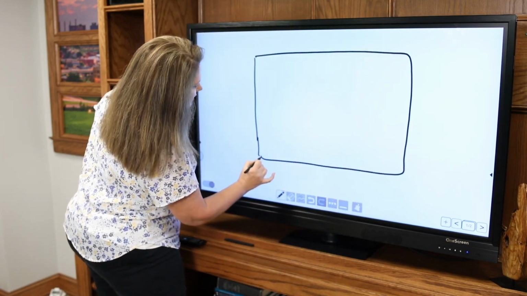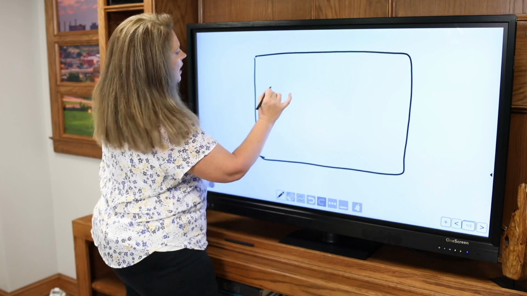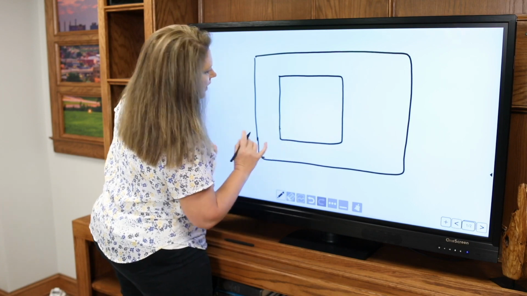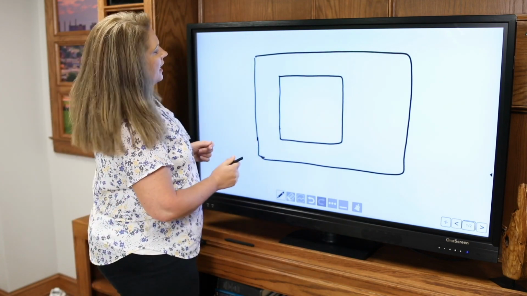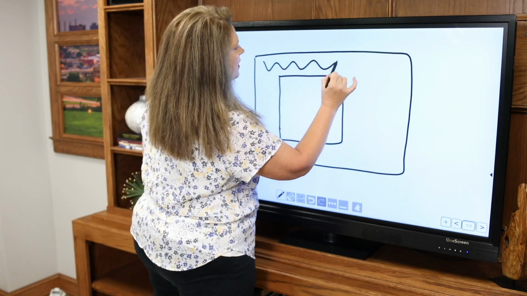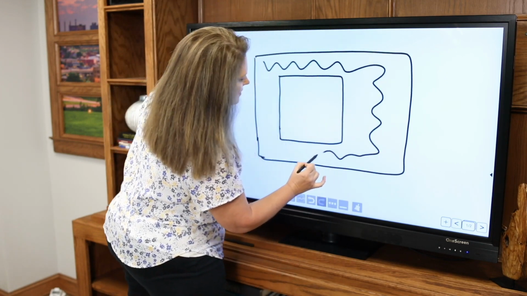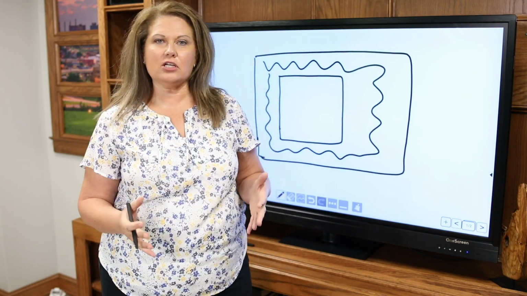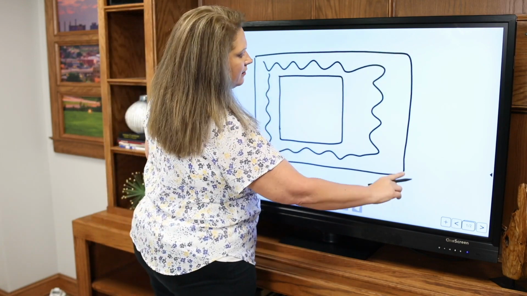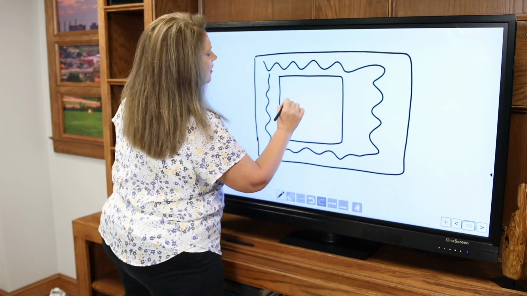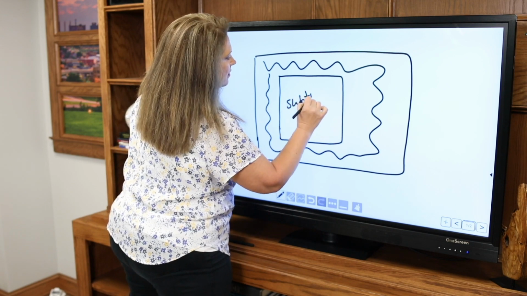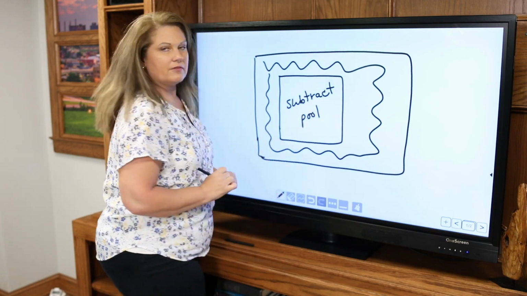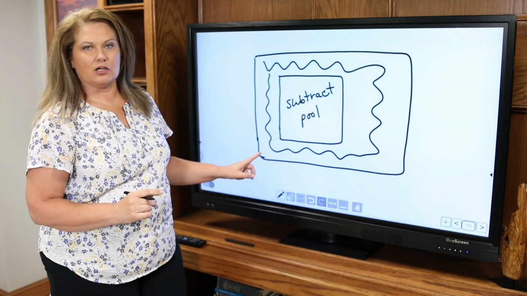And the last time I saw this was with a pool. You had your pool on the inside, and the pool was a square. And the question asked, how much concrete space was around the pool? Well, what you would have to do is find the area of the complete shape and then subtract the area of the pool to find your amount of concrete.